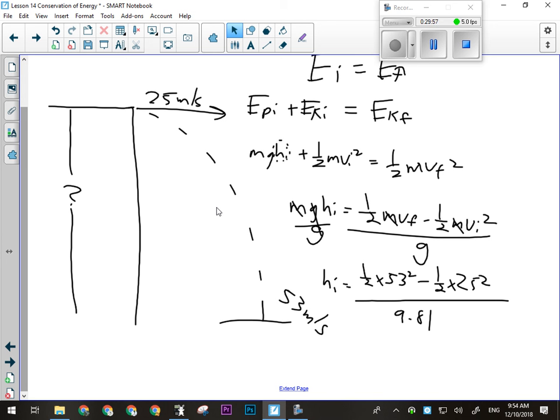Does that one make sense to everybody? What do you suppose tomorrow's quiz will have on it? Exactly. I didn't say to pack up yet, there's still 4 or 5 minutes left in class. Tomorrow's quiz will probably have 2 conservation of energy problems on it, so make sure you look at those tonight and give them a try.